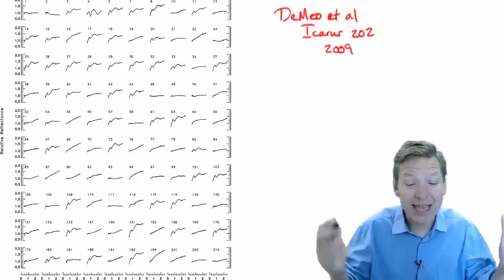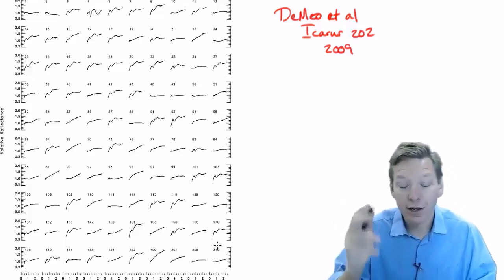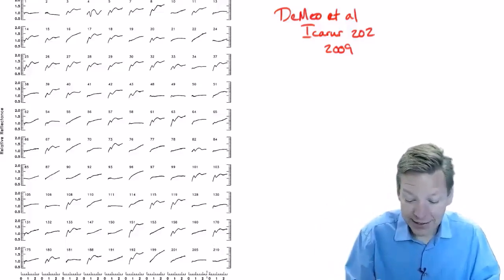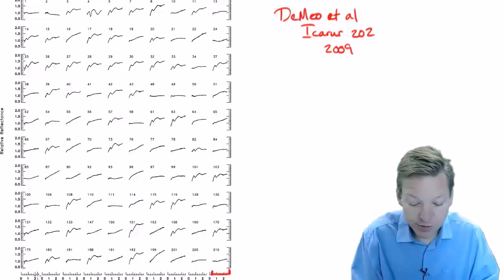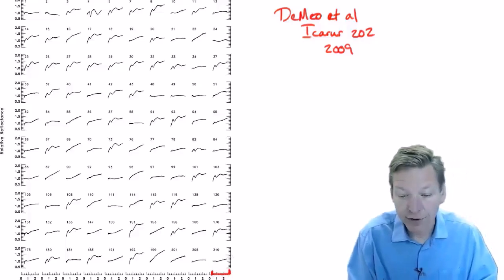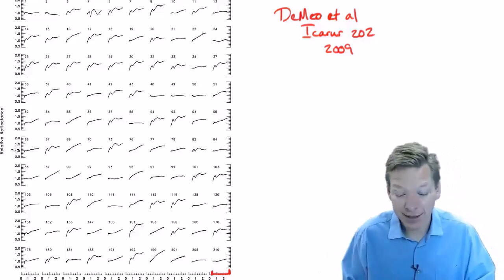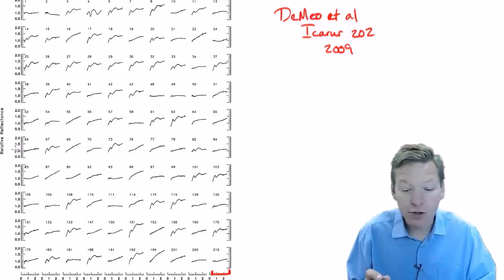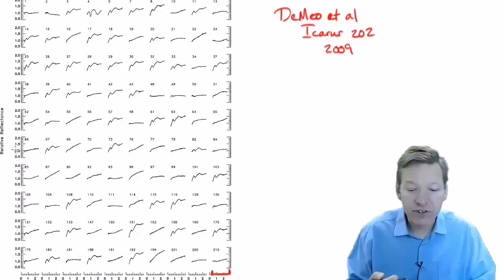This is a data dump of spectra. Each one of these little squiggly lines is a spectrum going from about 0.5 to about 2.5 microns. Each one of these things is an individual 0.5 to 2.5 microns, and it shows you how much light is being reflected at that location. And even without having to do too much, you can start to see that there are some sort of differences. There's some sort of similarities.